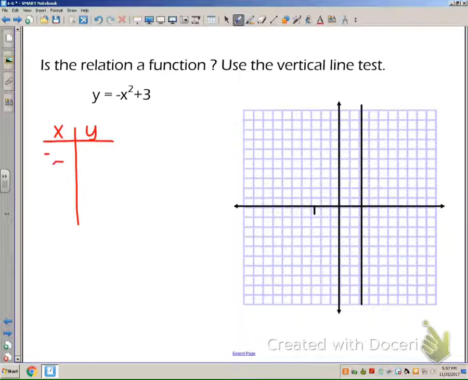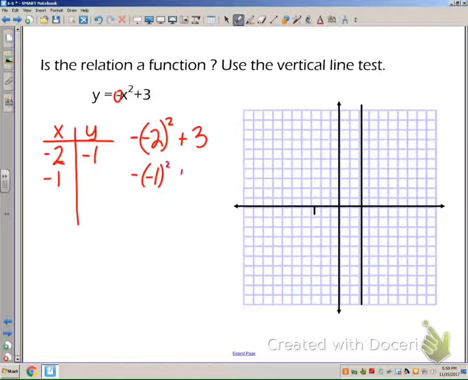Start with -2. If I plug in -2, then I'm going to have the -2 squared, but then I've got this negative outside of here that comes from right here. So -2 squared plus 3. Well, -2 squared is the same as -2 times -2, which is 4. Attach that negative to it, so -4 plus 3 is -1. Okay, let's do -1.